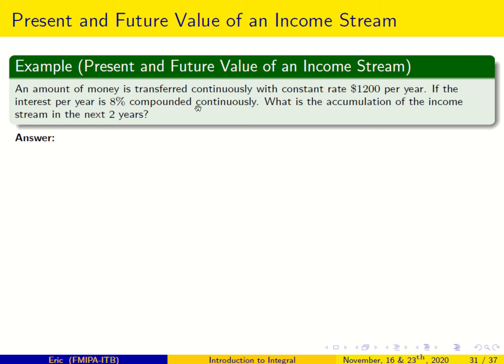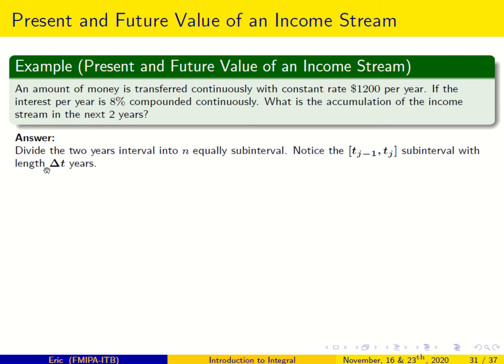So if compounded continuously, the accumulated amount is P times e to the rT. r is the interest rate per year, T is how many years, and P is the investment. Okay, what is the accumulation of the income stream in the next 2 years?